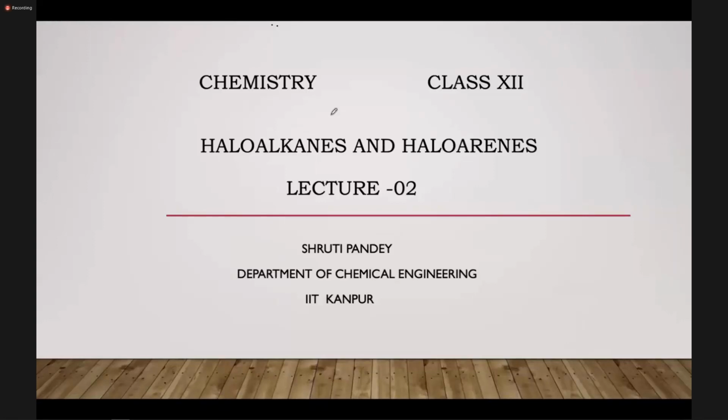Then we also talked about the structure of the haloalkanes and the haloarenes and their applications in the medical field as well. Then we went through their classification on the basis of the number of halogen atoms, then on the basis of the sp3 carbon-halogen bond and the sp2 carbon-halogen bond. In the last, we also covered the nomenclature, which included both the common names and the IUPAC names. Then we ended up doing several examples of both common and IUPAC names.